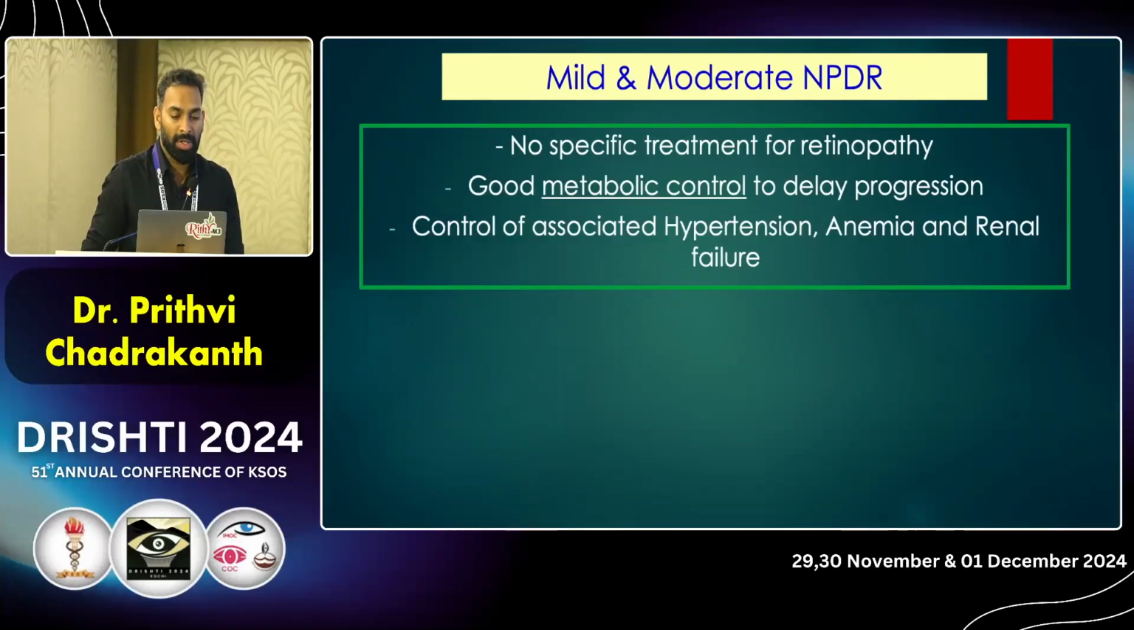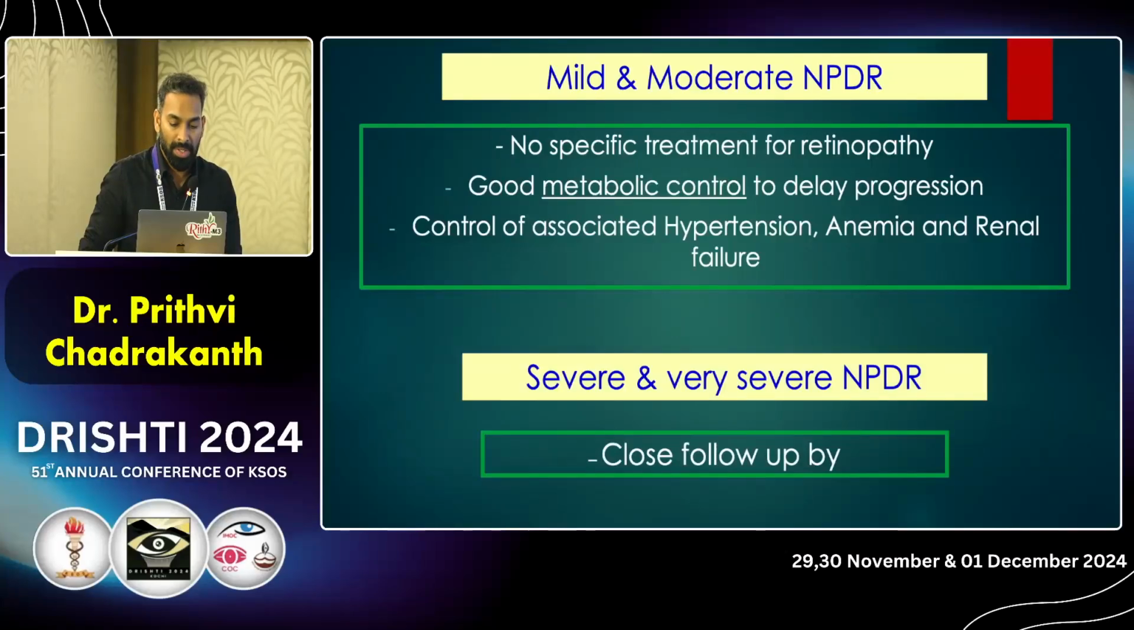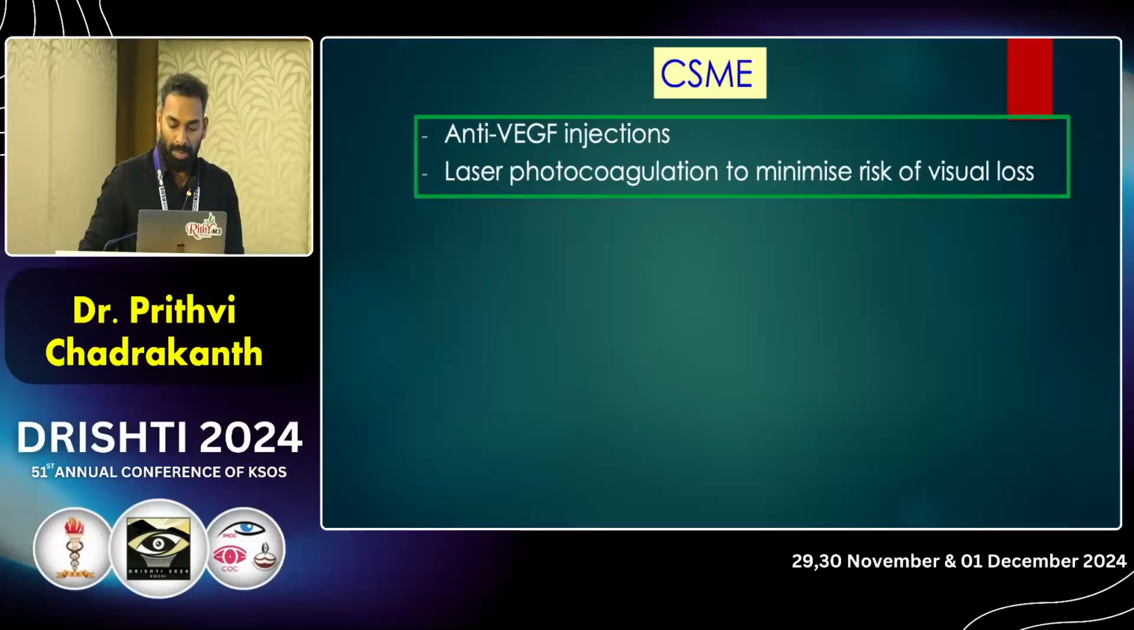Mild and moderate, it is more in terms of observation. So good metabolic control needs to be done, and it delays the progression, along with control of associated hypertension, anemia, and renal failure. Severe and very severe need to be closely followed up. Can also plan on scattered PRP.